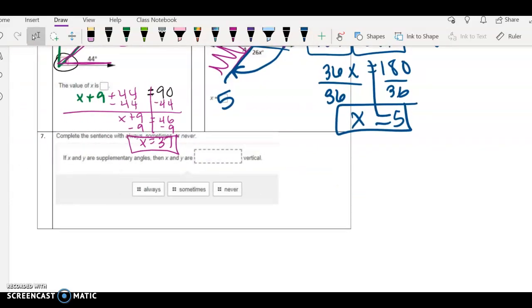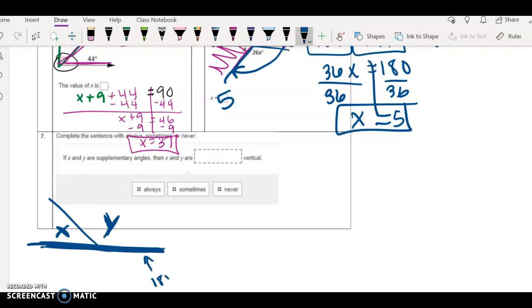For number 7, it says that x and y are supplementary angles. So that means that when I add them together, they give me the straight line. So this angle right here is x, and this angle right here is y. And they're supplementary, so when I add them, they equal 180. And that makes sense because this here is 180 degrees. I just put squared. It was supposed to be degrees.